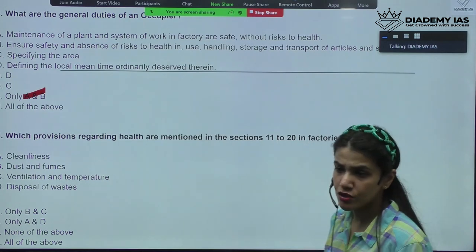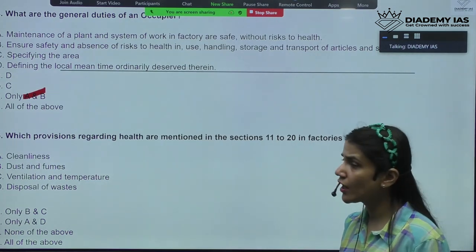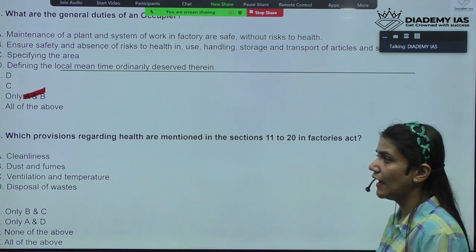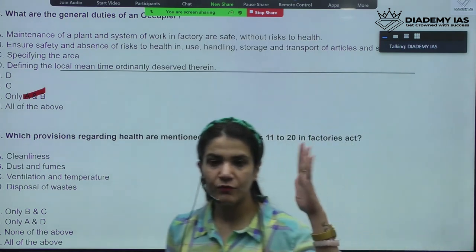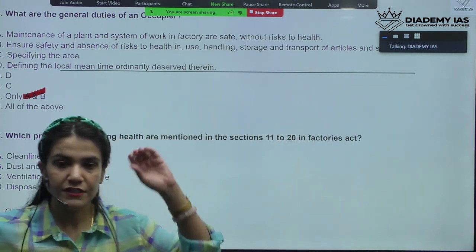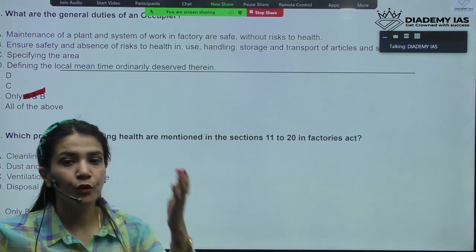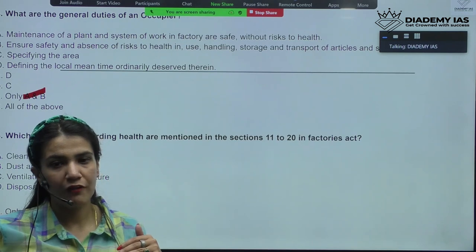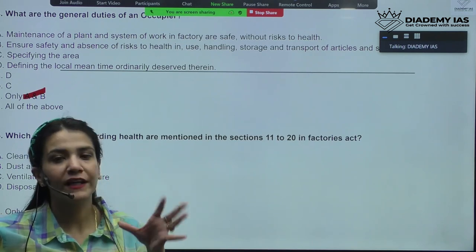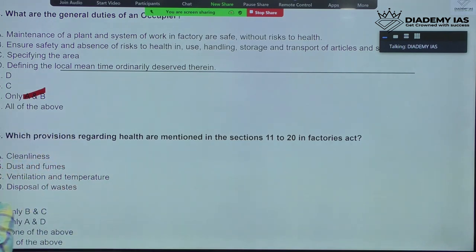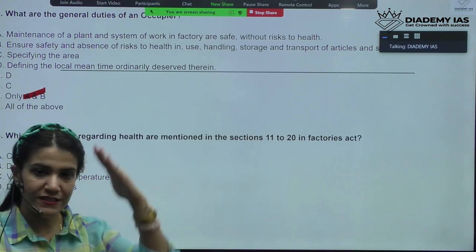The fifth question, students, I have included is: which provisions regarding health are mentioned in sections 11 to 20 in the Factories Act? From section 11 to 20, we specifically had a chart where we learned every section. And I even told you the ways by which you have to learn and memorize them so that you don't get confused during your exam time, right? I hope you remember that. So specifically from 11 to 20, we did it in a specific, ascending order also.